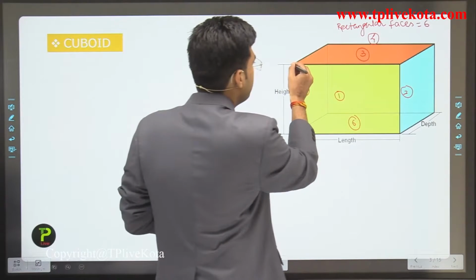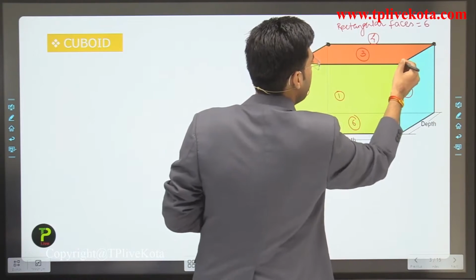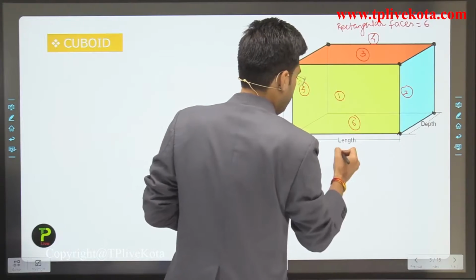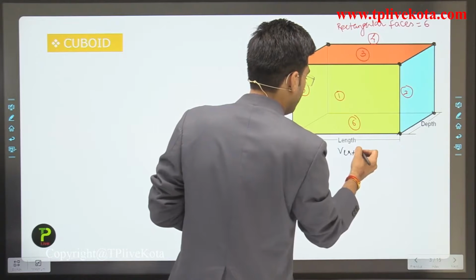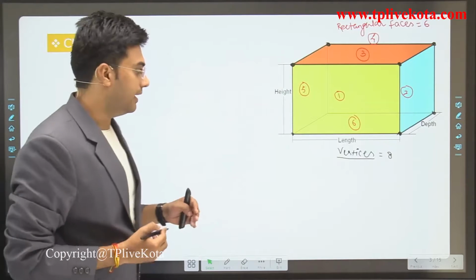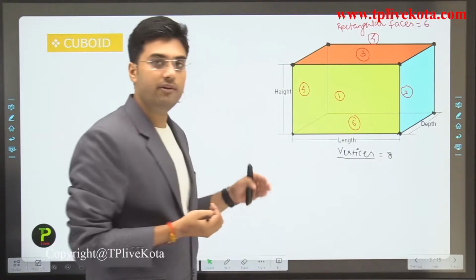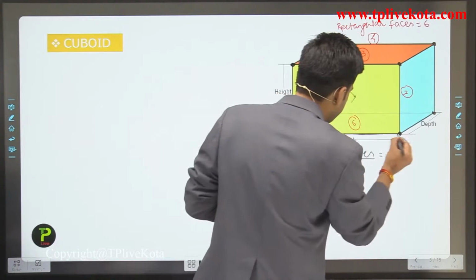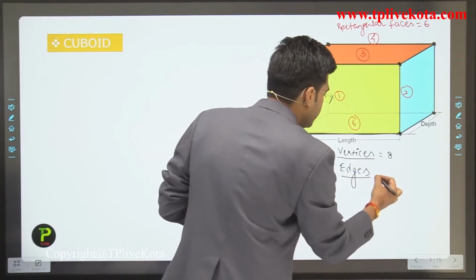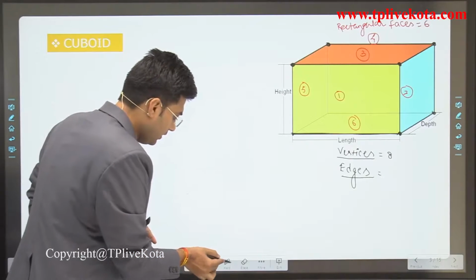And students, it has vertices. These are vertices. So how many vertices does a cuboid have? A cuboid has 8 vertices. Okay, and students, these are the ending lines of every face. These are edges. So how many edges does a cuboid have? A cuboid has 12 edges.